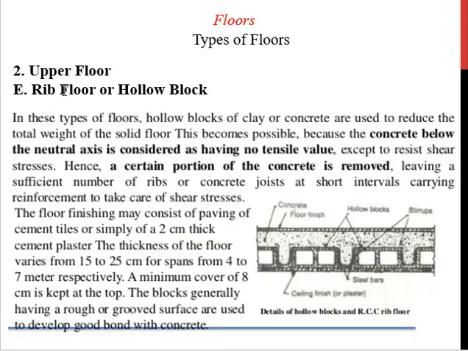Next, the fifth is the hollow block roof floor. This is again a very common type of upper floor that you will find, and the basic principle behind the construction of such hollow blocks or roof floors is this. Why are we providing a hollow section over here? Because we know that concrete is strong in compression but weak in tension. If you move towards the center of this concrete structure, you will find that the concrete below the neutral axis is considered to have no tensile value.